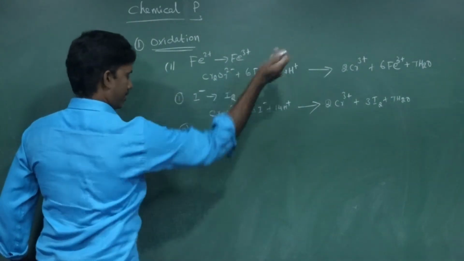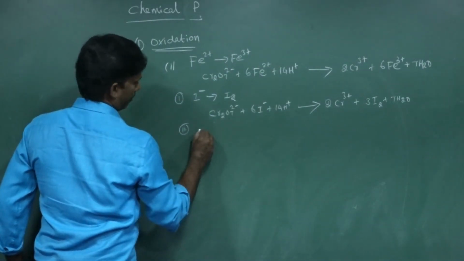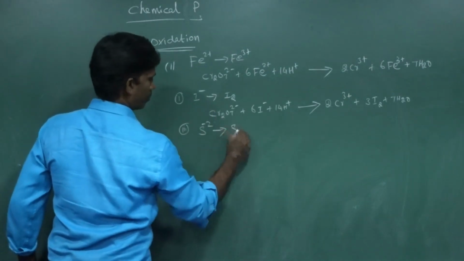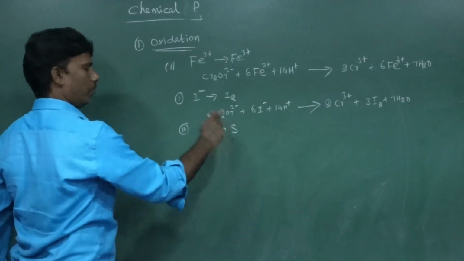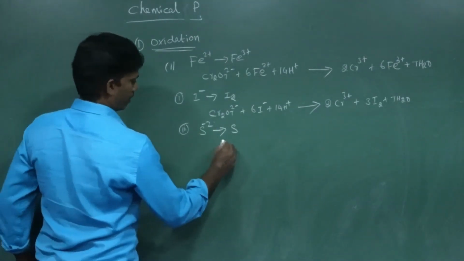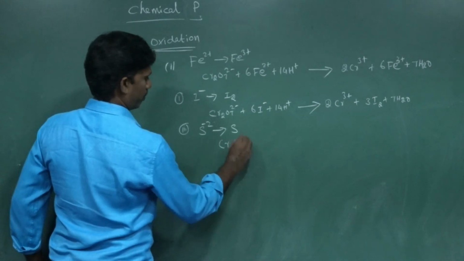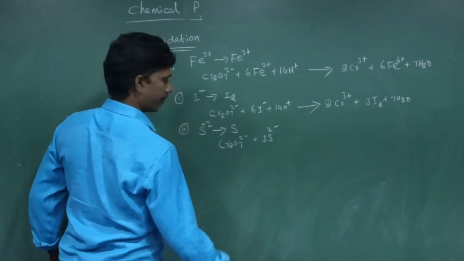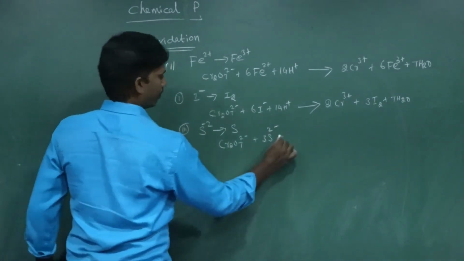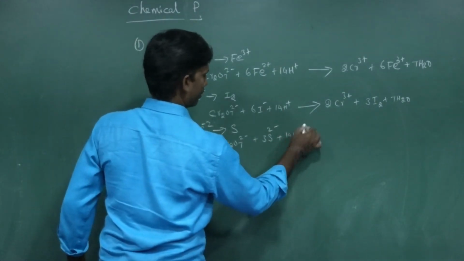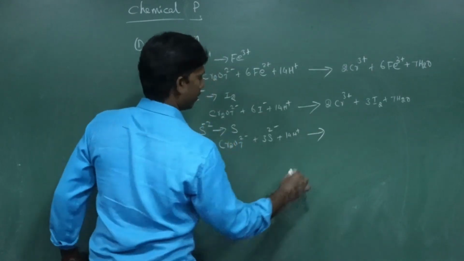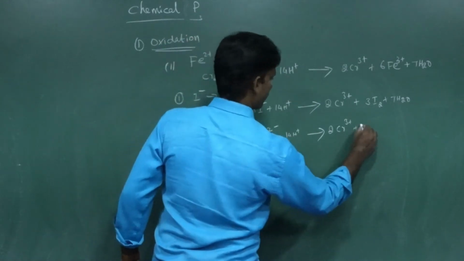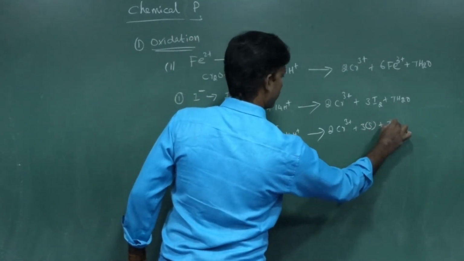3. It oxidizes sulfide to sulfur, S2- to S. Sulfide ion to sulfur. So potassium dichromate ion Cr2O7 2- plus 3S2- sulfide ion plus 14 H+. We are getting 2Cr3+ plus 3S plus 7H2O.